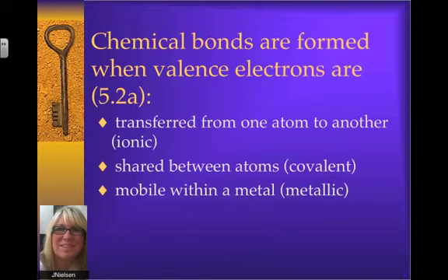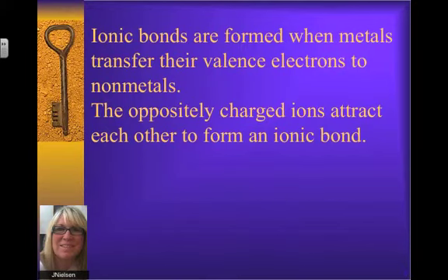Chemical bonds are formed when valence electrons are either transferred from one atom to another, as in ionic bonds, or shared between atoms, as in covalent bonds, or just mobile within a metal. That's metallic bonding. We have metallic atoms immersed in a sea of electrons. Ionic bonds are formed when metals transfer their valence electrons to nonmetals. Remember, metals want to give up to form that octet, and nonmetals want to gain to form the octet. And as I said previously, those oppositely charged ions, the positive and negative, are attracted to one another and form an ionic bond.